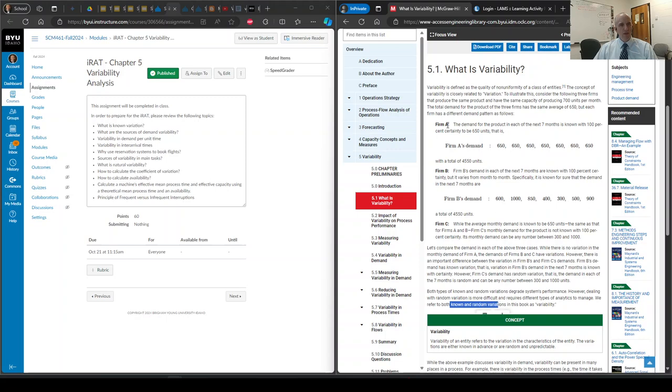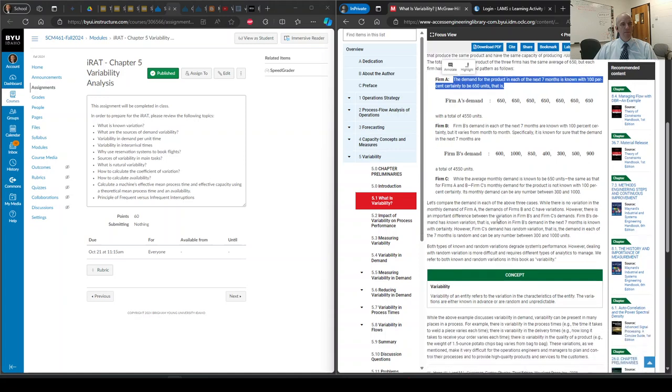And it gives an example here, firm A. Firm A is where the variation is known with 100% certainty. And then firm B and C are different categories of random variation. What are the sources of demand variability?